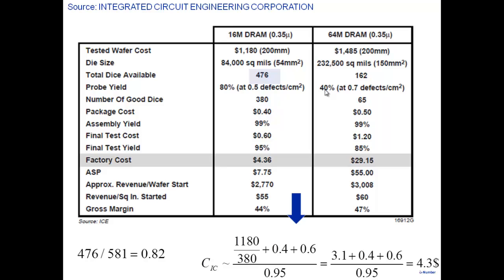Why? Because of the example that I showed you. When you have a higher area, there's a greater chance that there's a defect in that particular area, and the IC fails here. So the yield drops to 40%. And the number of good dies that you get is 65. And again, with the package cost and all that, the final cost that comes out is $29. And the company was, of course, selling it at $55, so it's making a profit. There is a market.